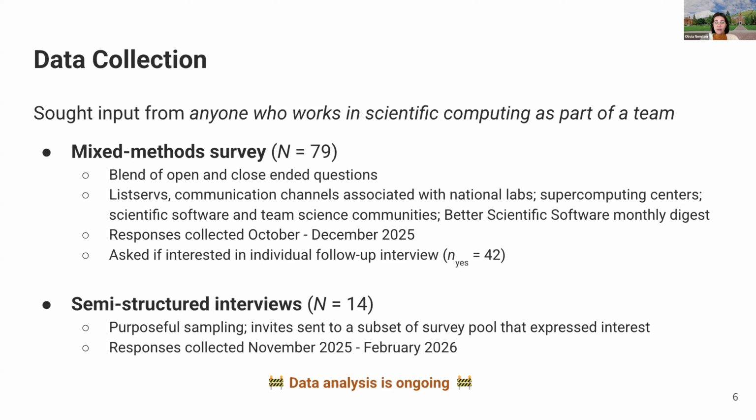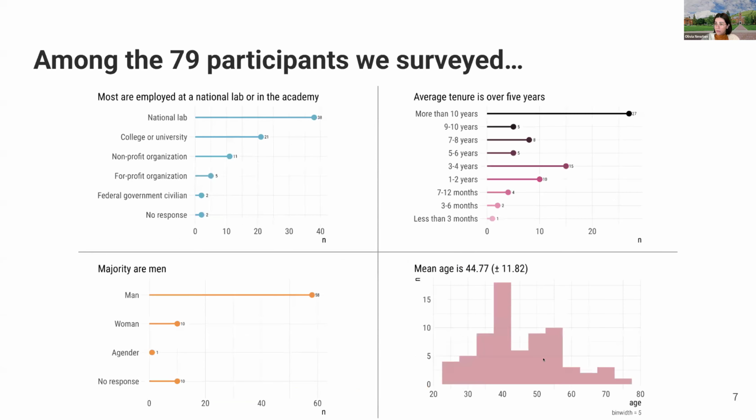Thus far, we've conducted interviews with 14 individuals, and we selected this subset with the goal of maximizing variation in the interview pool to ensure we capture the diverse perspectives that are present in the scientific computing community. At this point, I do want to once more offer the caveat that this research is ongoing. In particular, the qualitative data analysis component is still very much in the early stages, and we still have a lot of data to go through. So with that, let's talk about our survey sample, and then we'll jump into the results.